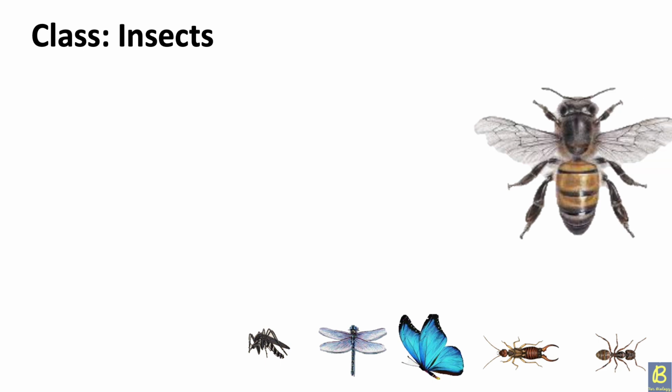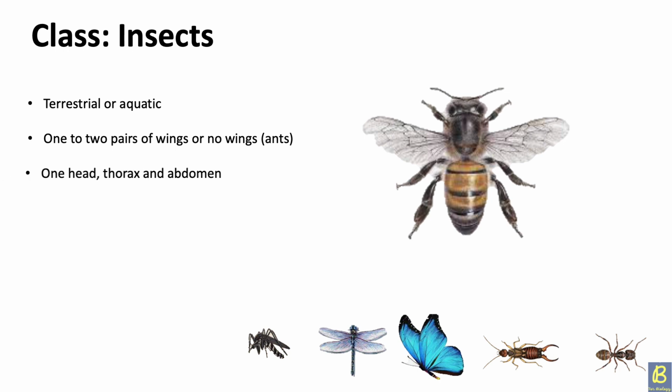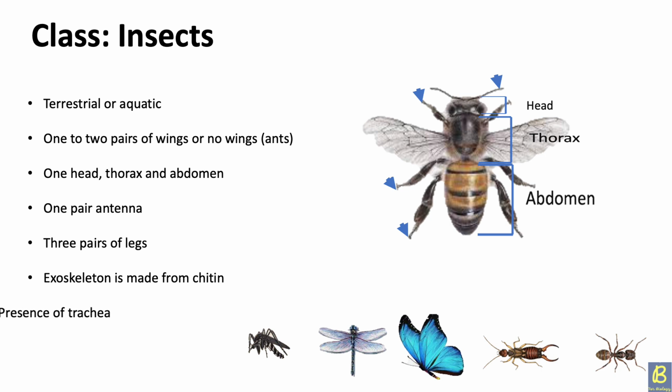Insects. It is the largest group of arthropods with over 1 million described species. Insects are found everywhere. They are either terrestrial or aquatic. They have 1 or 2 pairs of wings. Insects have 3 body parts: head, thorax, and abdomen. They have 1 pair of antennae and 3 pairs of legs. Their exoskeleton is made up of chitin and the gaseous exchange occurs through trachea.